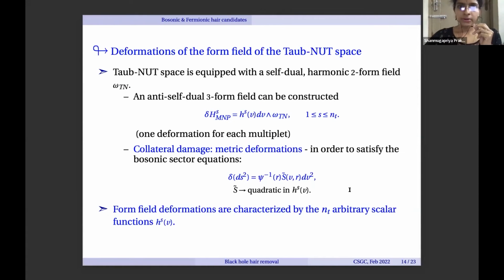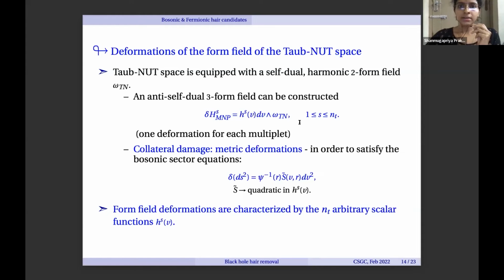Okay, so this is not all, however, from the bosonic side. We also have the Taub-NUT space, which is equipped with a self-dual harmonic 2-form field Omega_2N. Now, using this 2-form field, we can construct an anti-self-dual 3-form field, delta H_MNP, in the following manner.